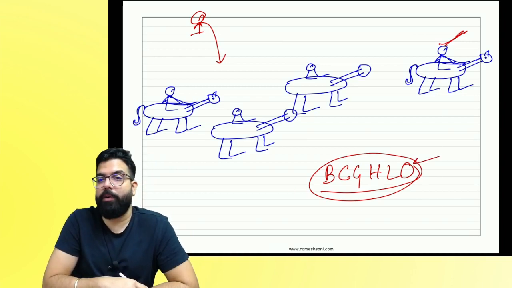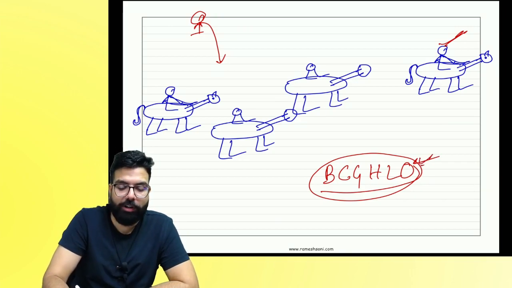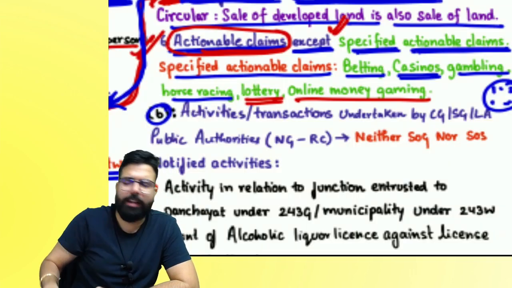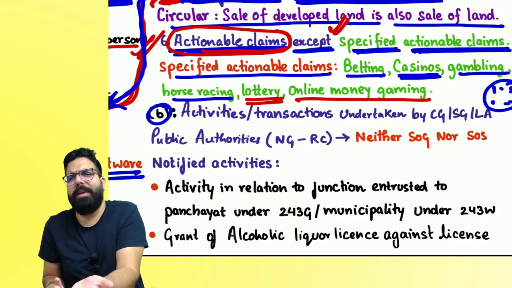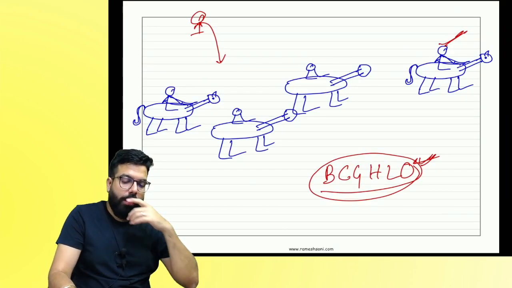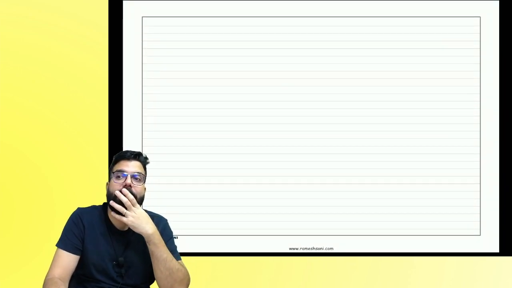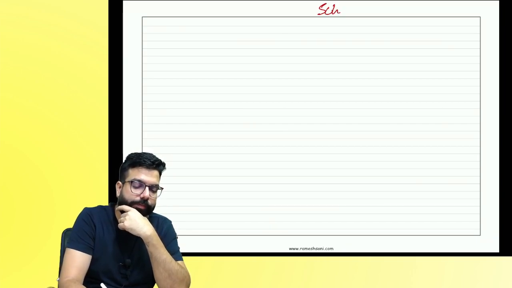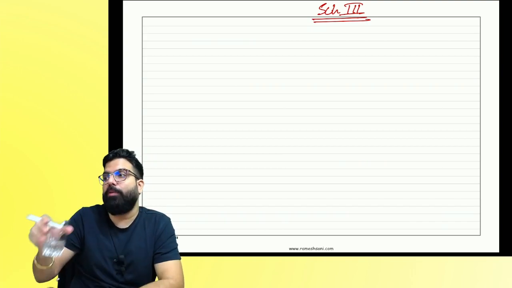You have to think. Okay, everyone. Can we go ahead? You think of one shortcut for how to remember. Next. Otherwise also you'll remember this: betting, gambling, horses, lottery, online gaming, all are same. Correct, everyone? Next. People, can you tell me what did I teach you till now? Schedule 3. Which are neither supply of goods nor supply of services?